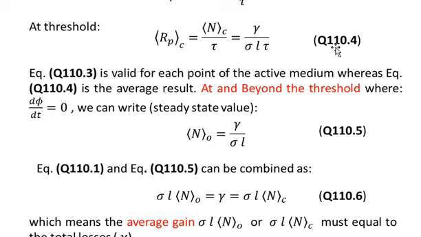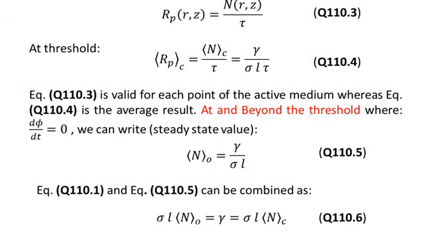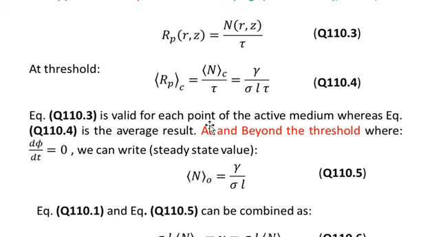Now equation number 3, which I have just shown, is valid for each point of the active medium, because each point can be referenced with the two coordinates, R and Z, whereas equation number 4 is the average result at and beyond the threshold where d phi over dt is equal to 0. That is, the photon number in the cavity is a constant, and its rate of change will be equal to 0.